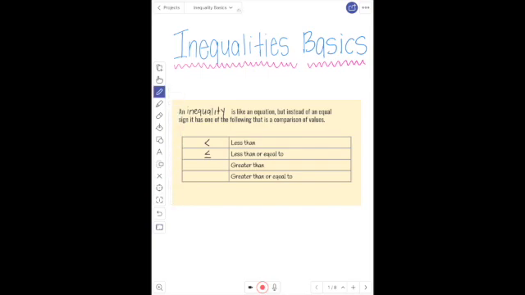So then we have greater than. With greater than, remember it's always going to open up to the greater value. So if I read it from left to right, the left side is greater than the right side. It's opening up to the left, so the left is greater than the right side. And then we have greater than or equal to, which again is very similar to what we talked about a second ago with the equal to. We're going to actually equal that value.